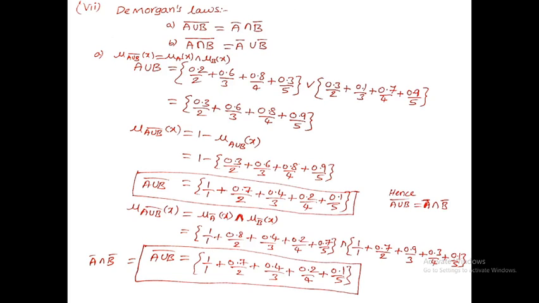So if you understand how to calculate that: intersecting means you have to take the least values at respective points. Union means you have to take the highest values at the respective points in different sets. And complement means you have to subtract from 1. That's it. If you know these three things, you can do these problems.